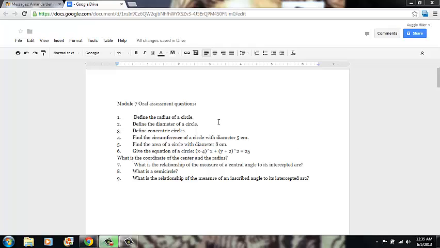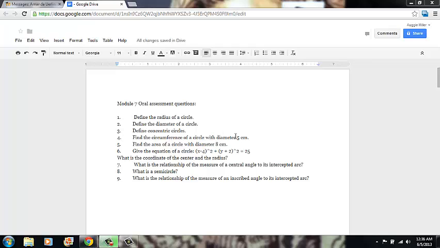Define the radius of a circle. The radius of a circle is the distance from the origin of the circle to the edge of the circle. Number 2, define the diameter of a circle. Diameter is a line going from one edge of the circle to the other, passing through the origin. Define concentric circles. Concentric circles are circles that share an origin point.